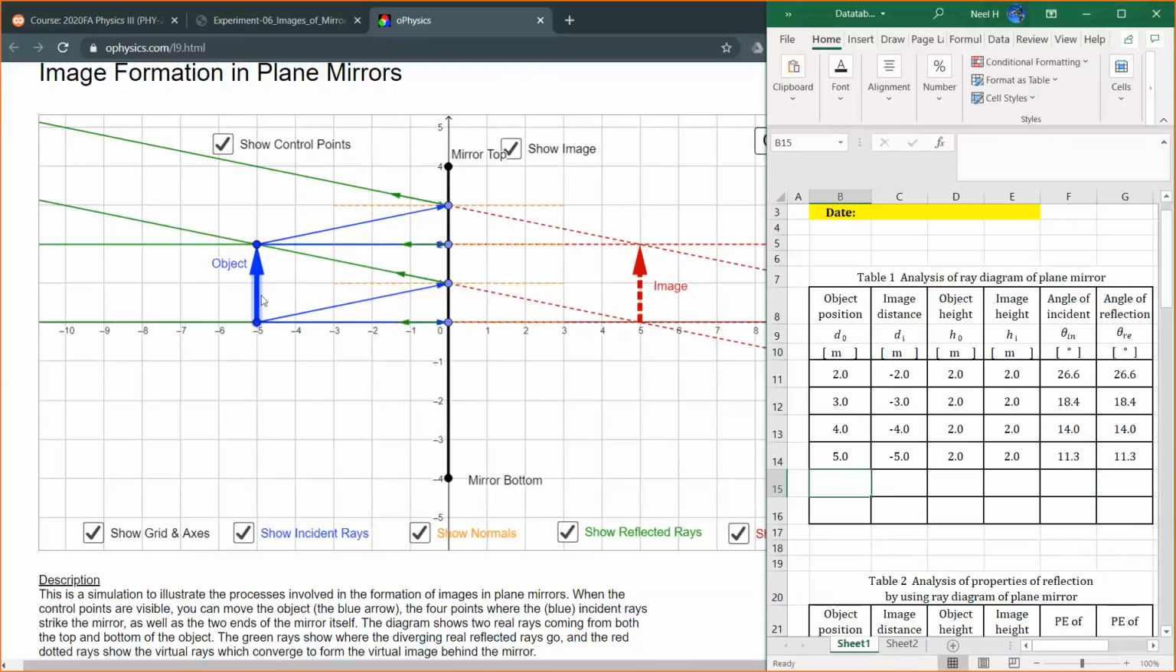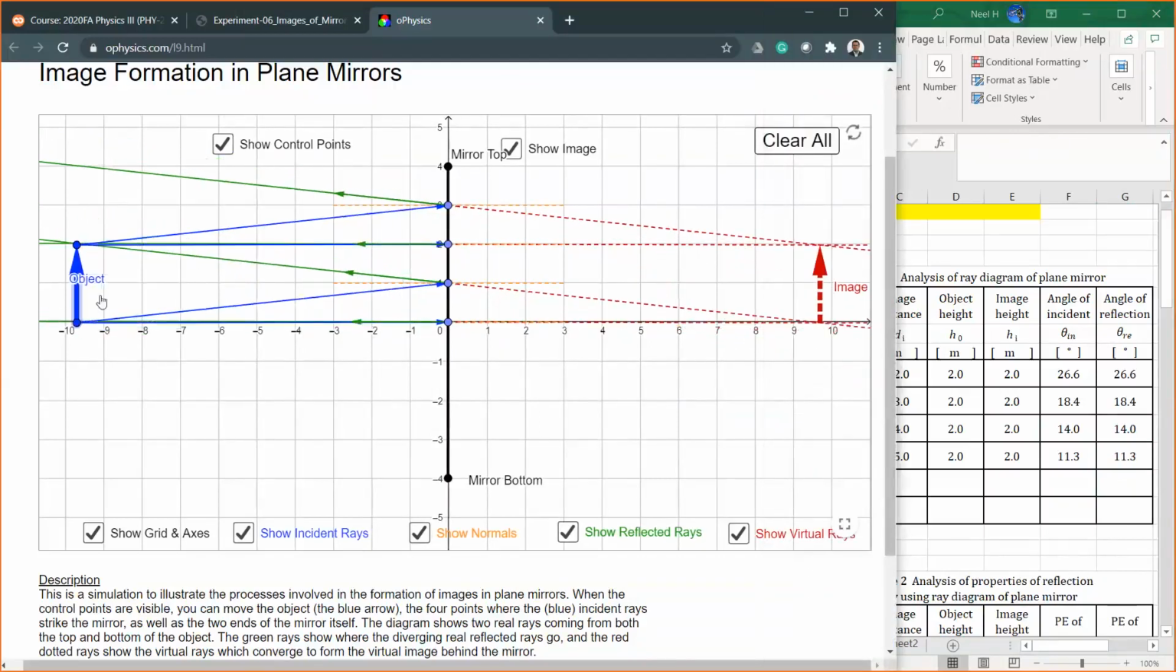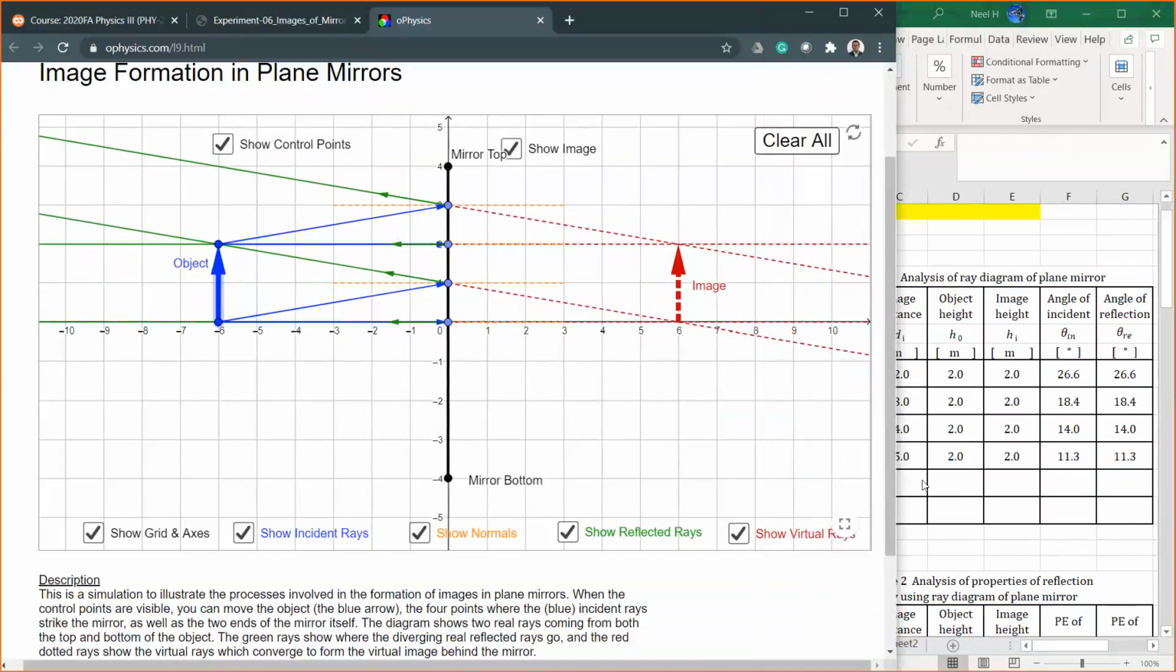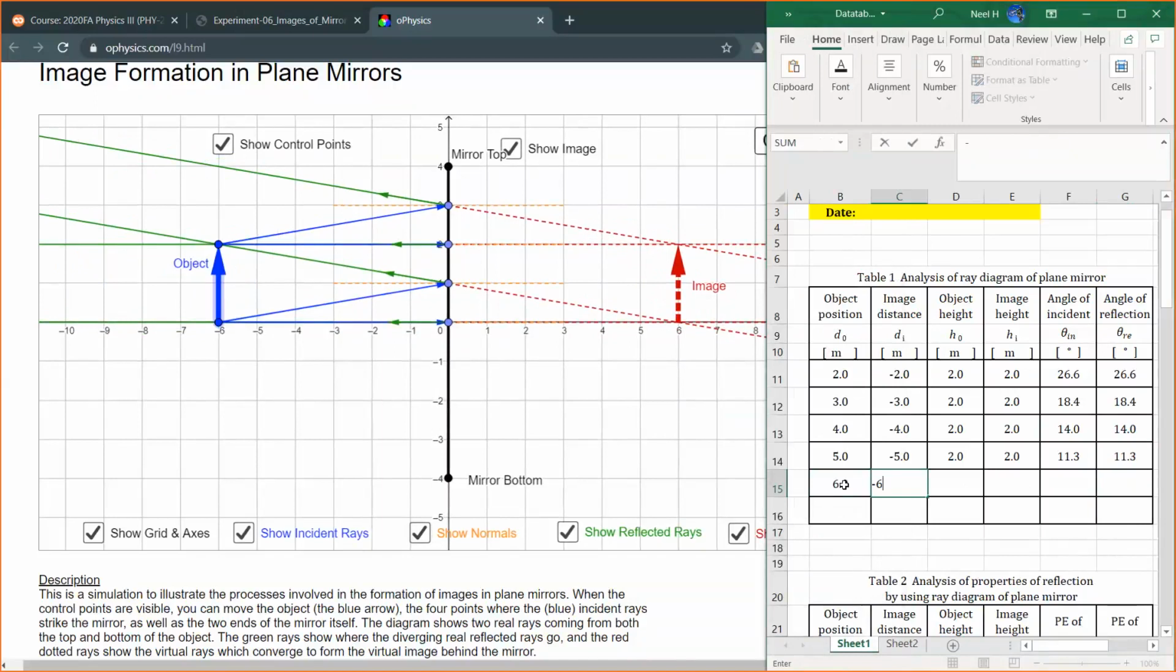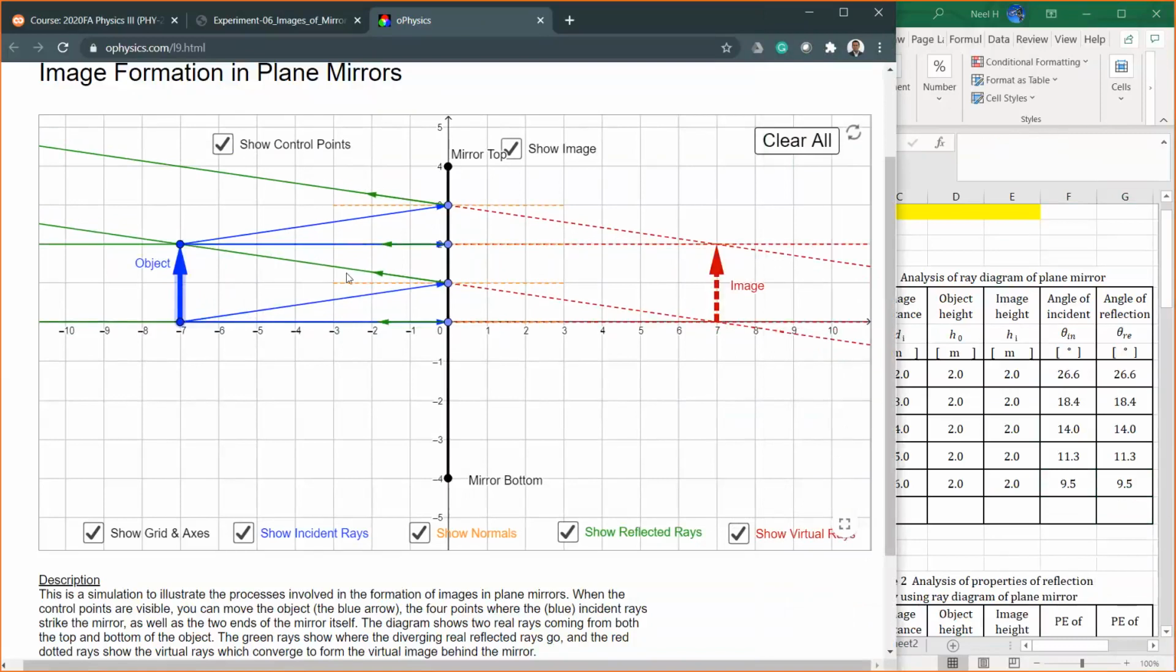Let's do 2 more locations. You can click and drag further if you want to, but I'm going to go to the next number, that is 6, -6, 2 and 2. Height doesn't change at all, and the angle of incidence now equals degrees, a tan parentheses 1 over 6, and the reflected angle equals degrees, a tan 1 over 6. And we'll do one more data point. This is just to observe how the image formation behaves.